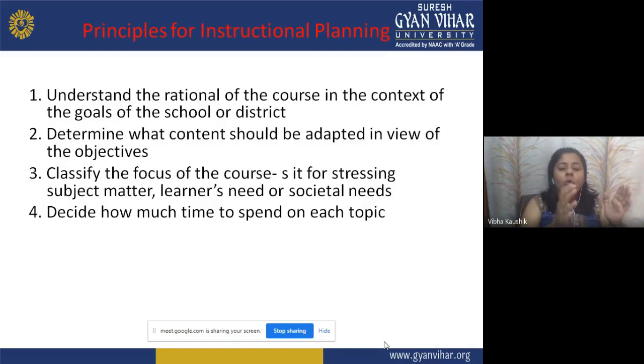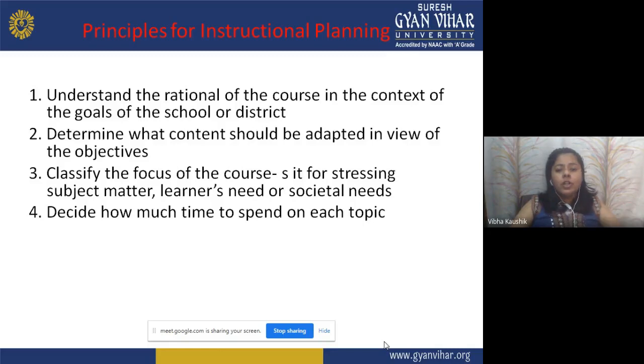These are the goals of the school, and to achieve those goals of the school, we have to learn this course. The learning of this course is very important because we have to achieve these goals of the school. Now, to achieve the goals of the school, we have to understand the importance of that course.